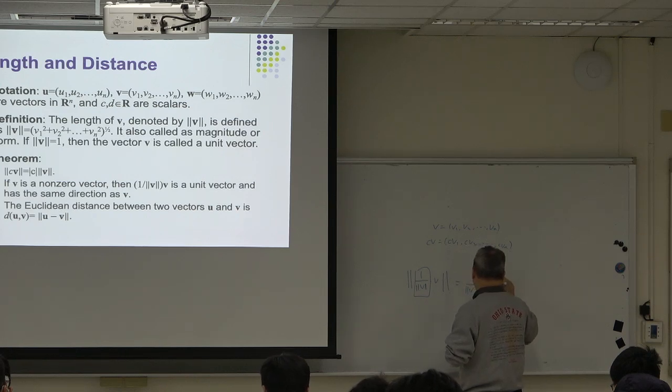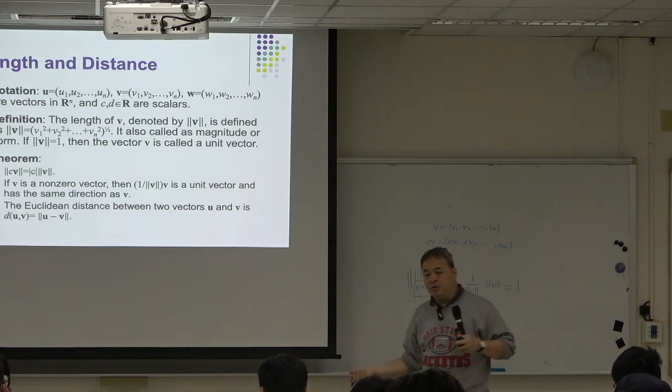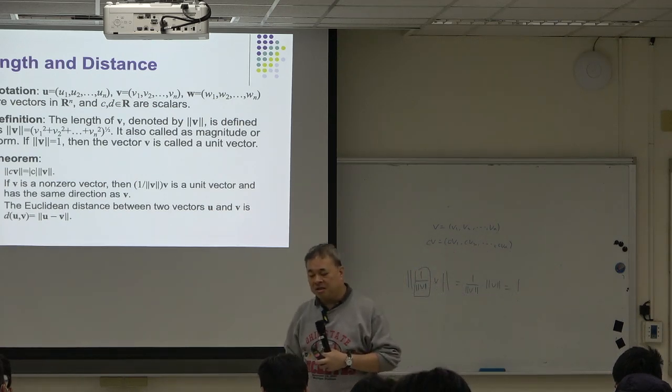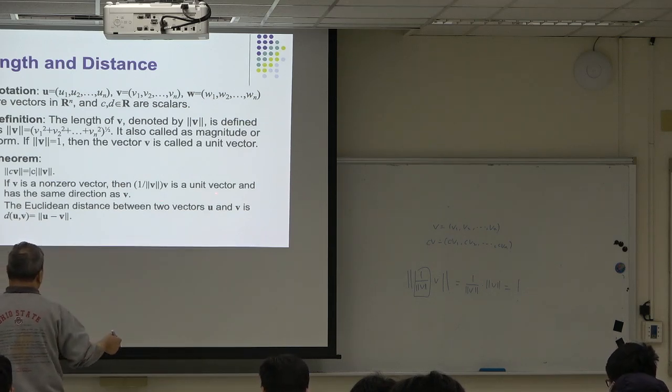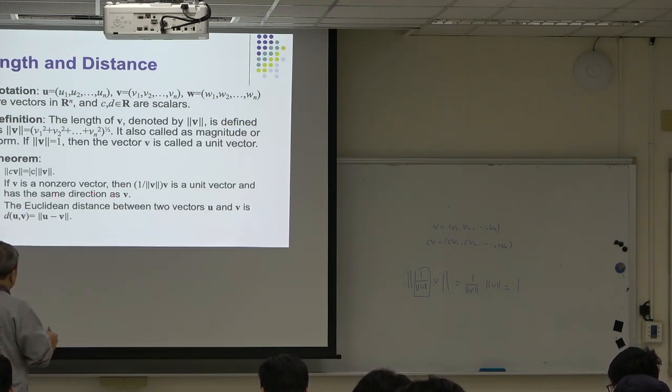Times norm of V. So this is obviously 1. So according to the definition, it's a unit vector, right? And then it has the same direction.